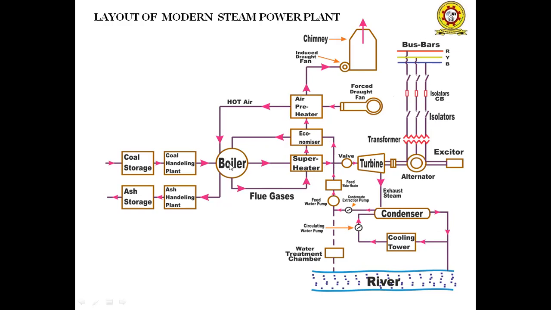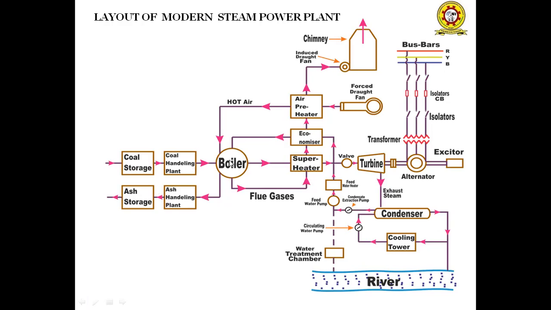In the boiler, when we heat the coal, it gets converted into ash. Here the ash formed is hot ash. Hot ash is very dangerous, and it is very difficult to store. The hot ash is sent into the ash handling plant, and from the ash handling plant it is stored in the ash storage. From the ash storage it gets disposed of.